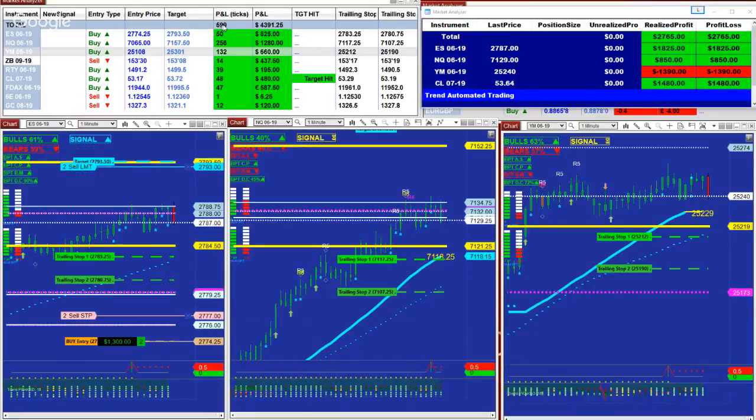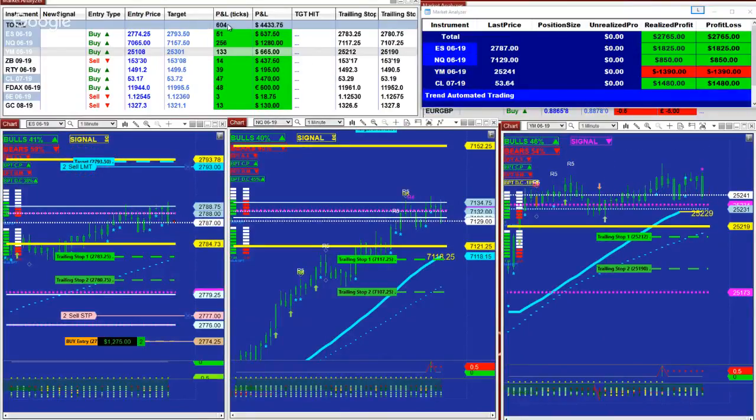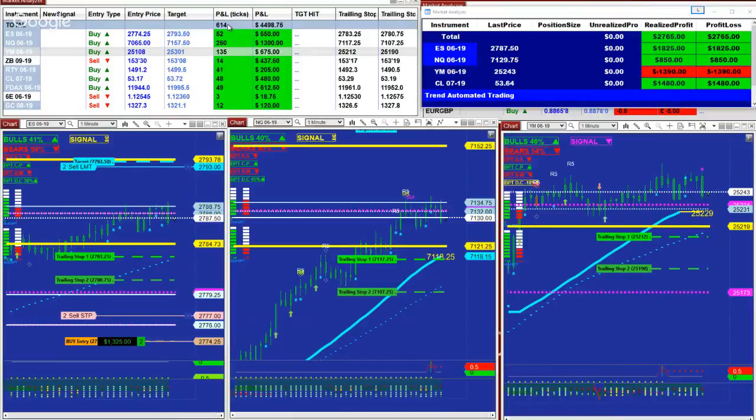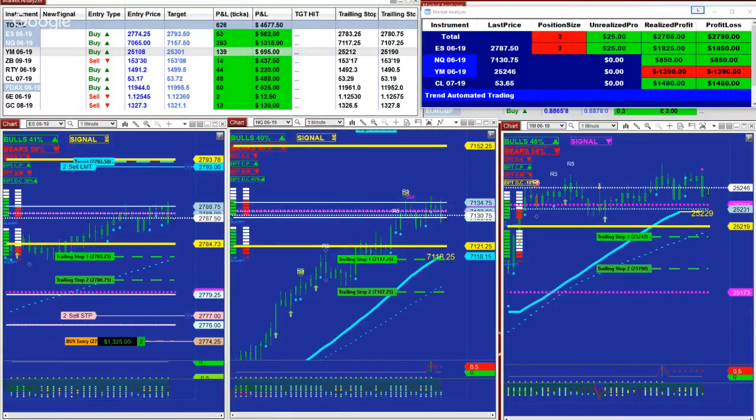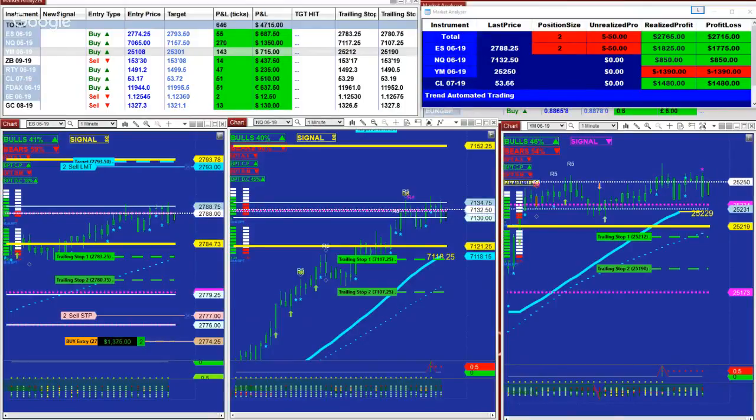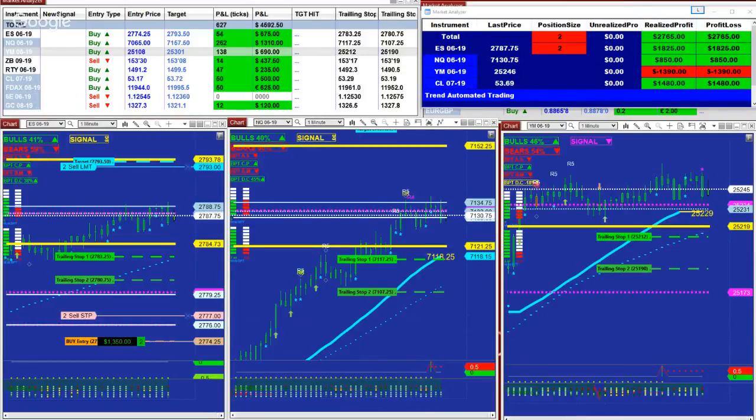Gentlemen, we have 600 ticks based on one contract only. And please, if you find something better out there, do it. Buy two, one, because this guy might run out. So, welcome to trading, guys.